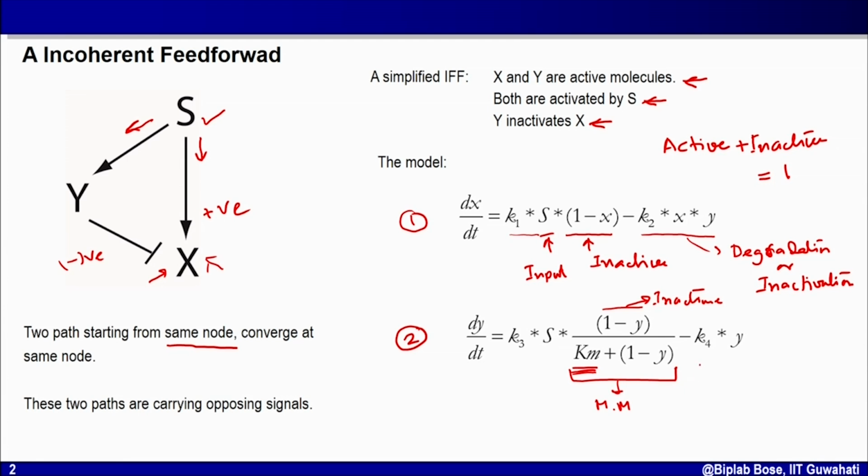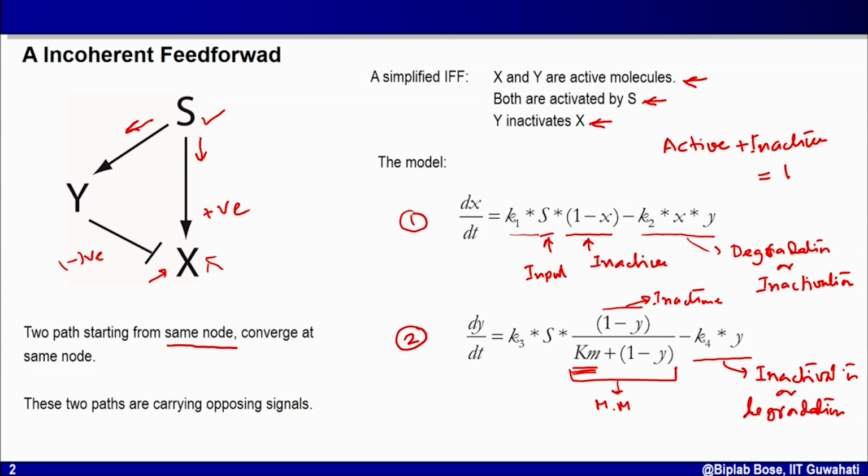And the second term in the second ODE is k4 into y. That is inactivation or degradation of y.